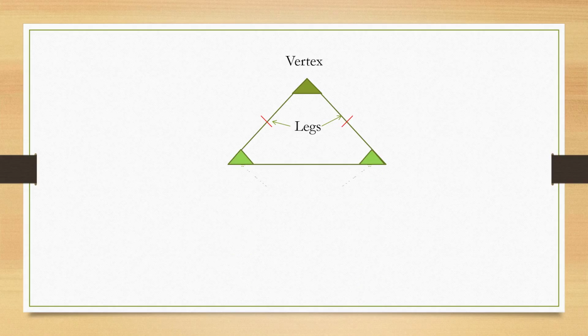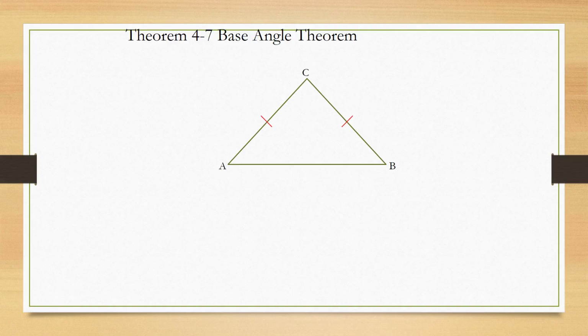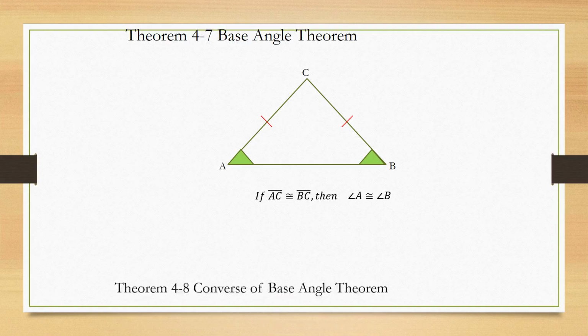These are the base angles. They're also congruent to each other, because if two sides are congruent, then two angles have to be congruent. Theorem 4.7, the base angle theorem, states that if the two sides are congruent, CA and BC in this case, then the base angles are going to be congruent, angle A and angle B.